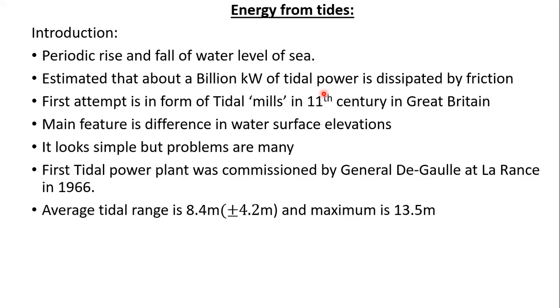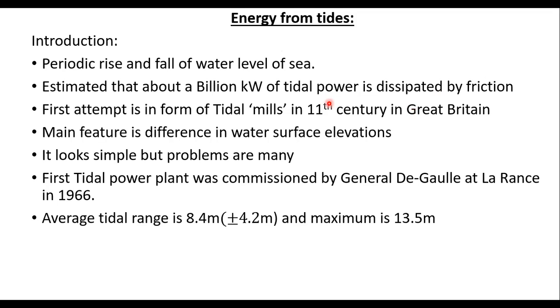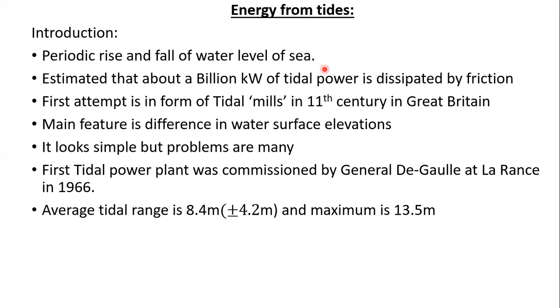Actually, this is a periodic rise and fall of water level. These periodic rises and falls of water level are caused by the sun and moon acting on the water of the earth. So the main difference in the water levels, the rise and fall, is due to the sun and moon, and this depends upon the sun's and the moon's positions.